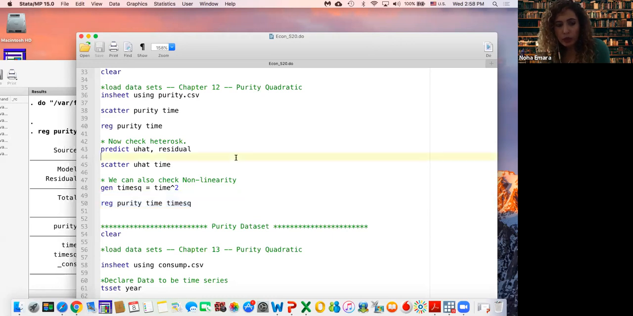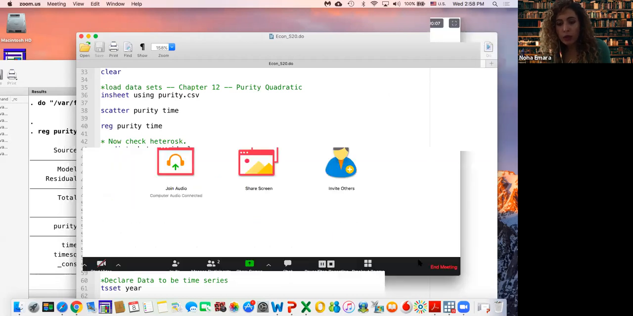All right, so let's go back to the slides. And in the slides, I'm going to show you another version of nonlinearity. The other version of nonlinearity that we will talk about is log models, logarithmic models, and many of the applications that we have in economics use log models.